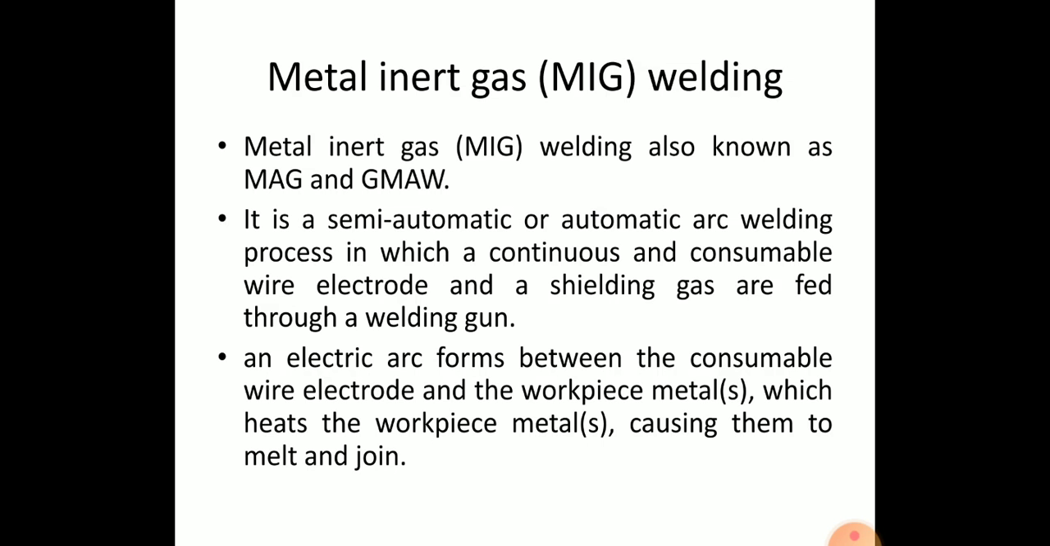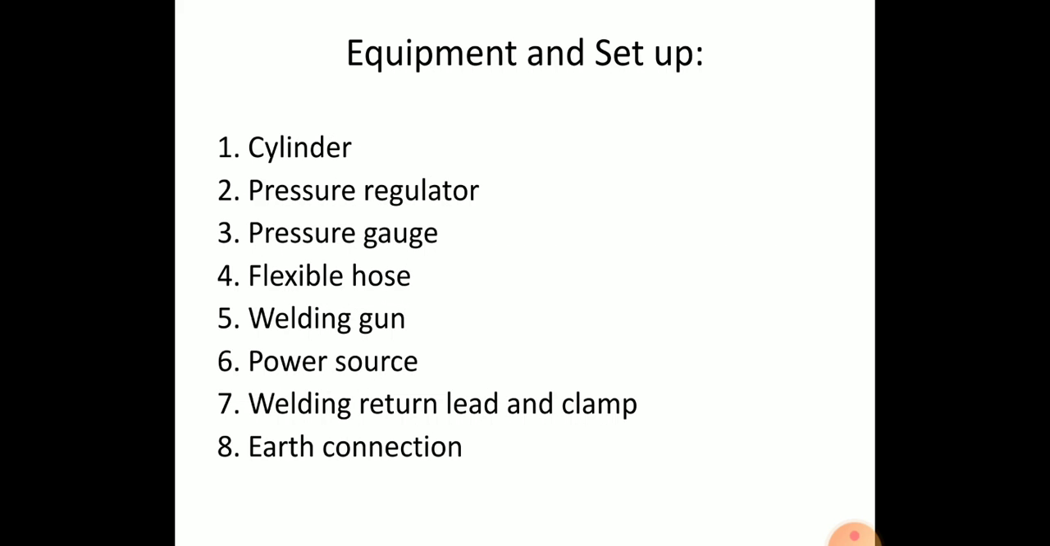It is a semi-automatic or automatic arc welding process in which a continuous and consumable wire electrode and shielded gas are fed through a welding gun. An electric arc forms between the consumable wire electrode and the workpiece metal, which heats the workpiece metal causing it to melt and join. The equipment and setup is: cylinder, pressure regulator, pressure gauge, flexible hose, welding gun, power source, welding return lead and clamp, and earth connection.